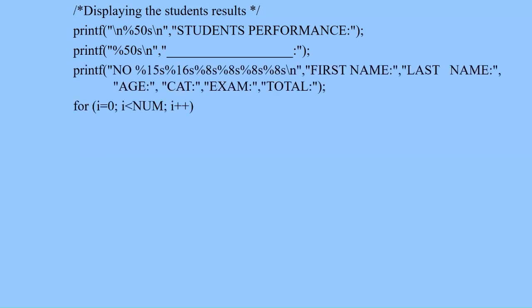And then from there, we use a for loop to do the reading and writing on the screen. We initialize I to 0, and then we check if the value of I is less than num.